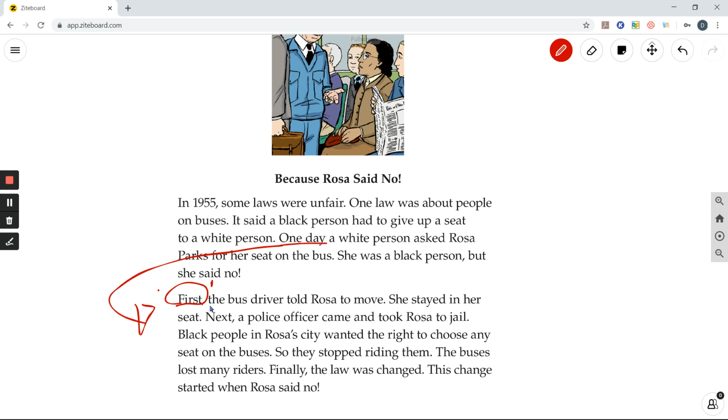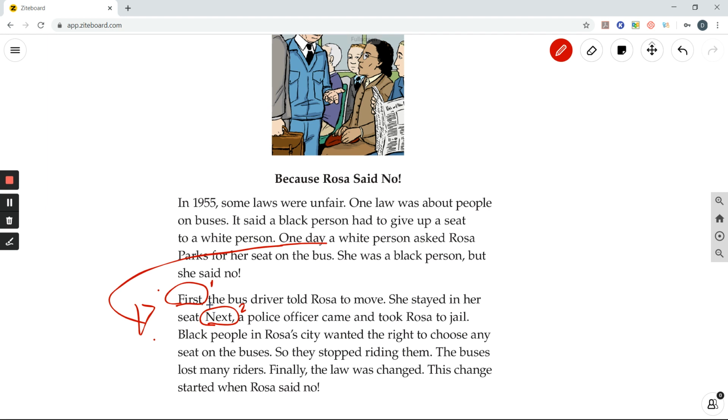Next, here we have another signal word. This is the second event. Next, a police officer came and took Rosa to jail. Black people in Rosa City wanted the right to choose any seat on the buses, so they stopped riding them. Well, this doesn't have a signal word, but it makes sense that this is the next event that happened.